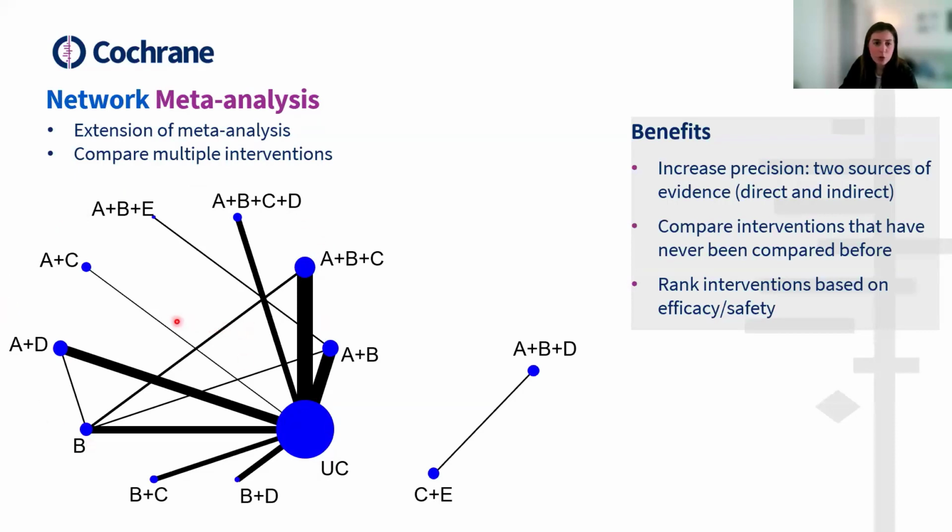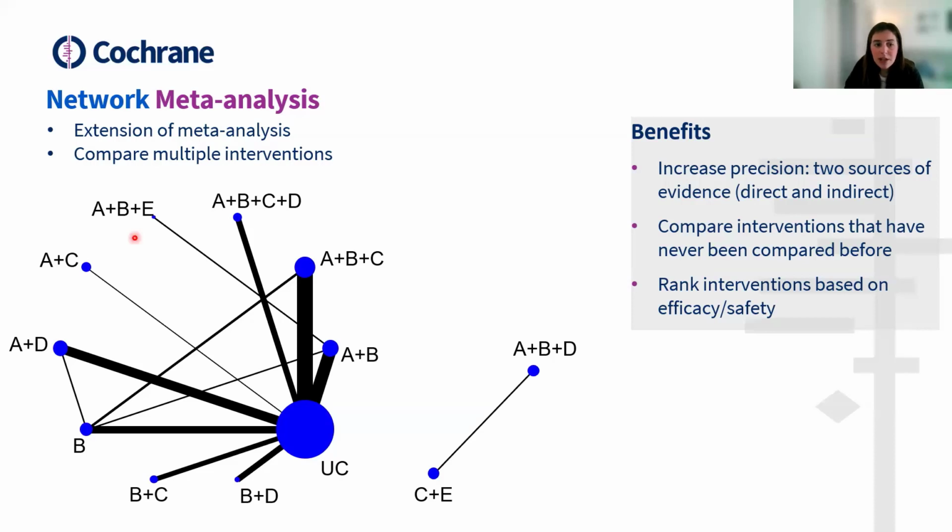So this is a network plot. A network plot consists of nodes and edges. Each node corresponds to the different interventions that are included in the included studies. So two interventions are connected with an edge when there is at least one study comparing them. So network meta-analysis is an extension of pairwise meta-analysis, and we can use it to compare multiple interventions within a single analysis. A main concept of network meta-analysis are the indirect comparisons.